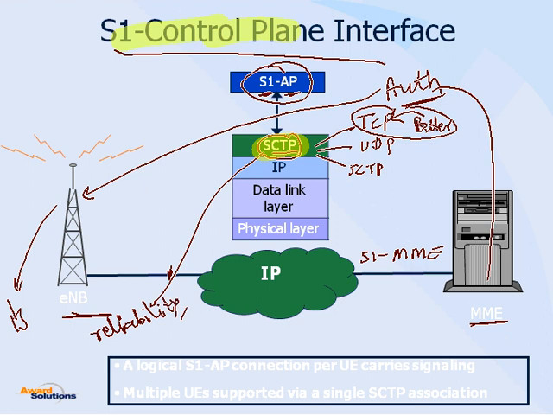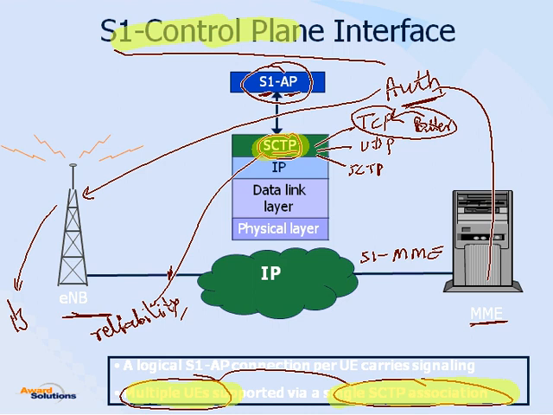Not only that, one SCTP connection will help you carry messages for many, many users. If you are using TCP, you need one TCP session for one user, another TCP session for another user, and so on. But now we don't need to worry about those multiple TCP connections. We will have a single SCTP connection, and that will help us carry messages for multiple users. So it makes it more efficient. That's why we chose to use that one.